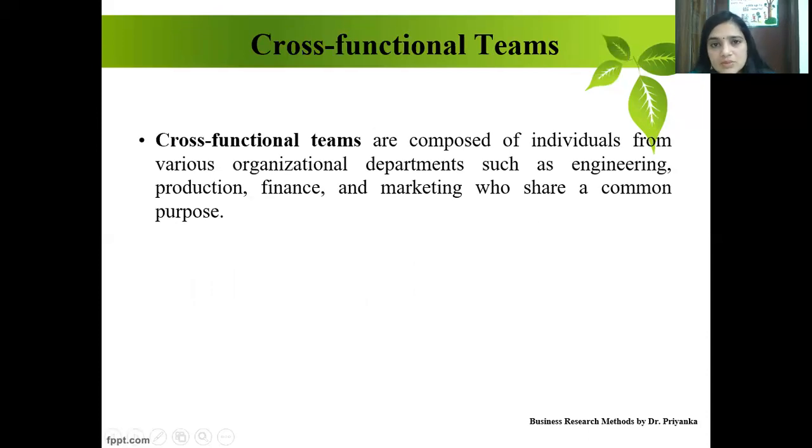Cross functional teams. To do all this, we generally go for cross functional teams. Cross functional teams are composed of individuals from various organizational departments such as engineering, production, finance, and marketing, who share a common purpose. For example, I know today that my company is facing a big problem, but I don't know from which department it is.